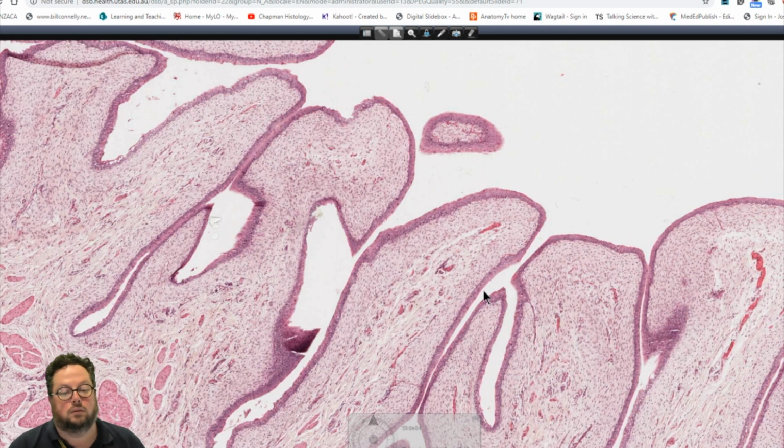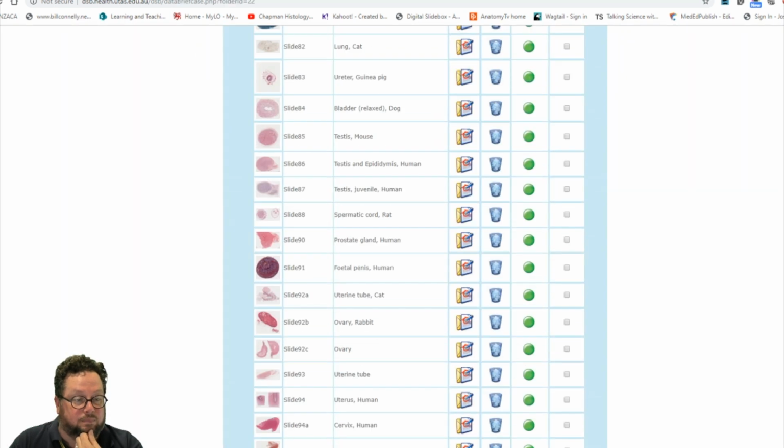Okay, so then we move into the urethra. Now, I don't have any digital versions of the female urethra. I do have some sections of the male urethra. Now, that's not a sexist thing, it's just an unfortunate thing that we don't have.